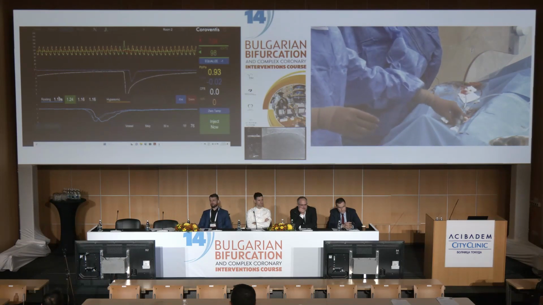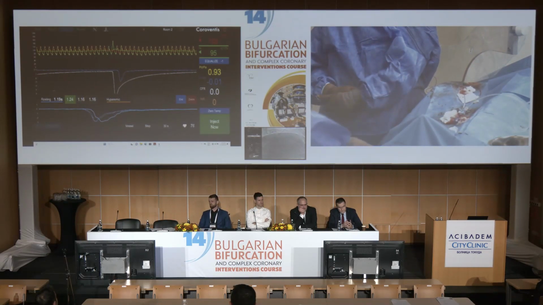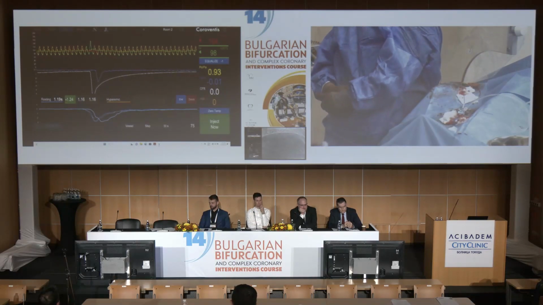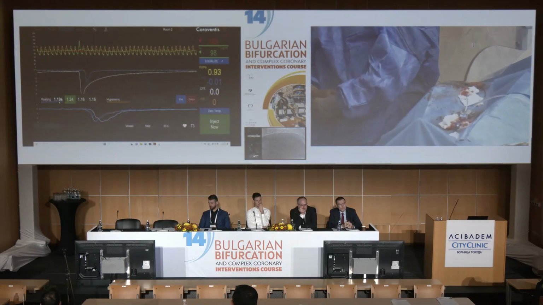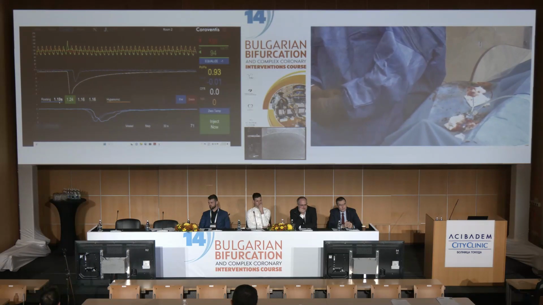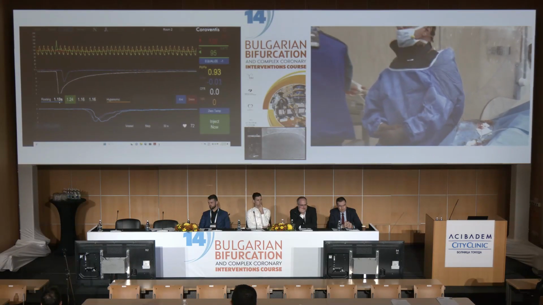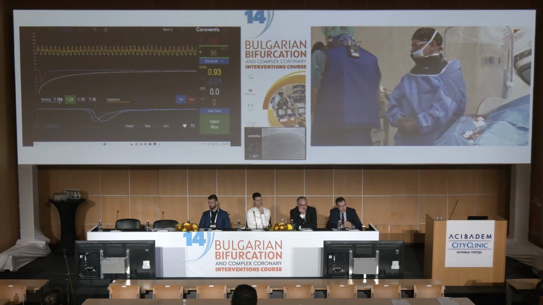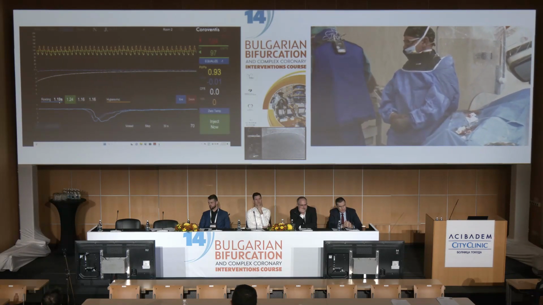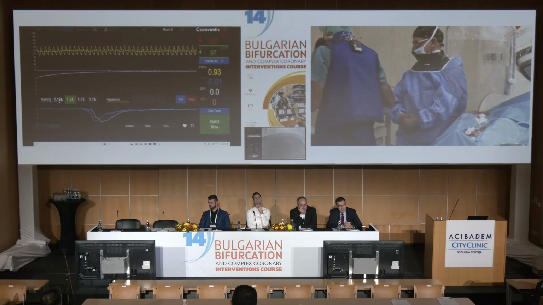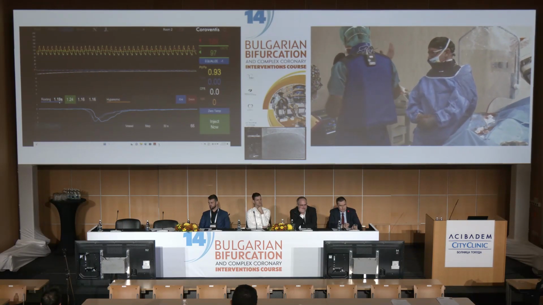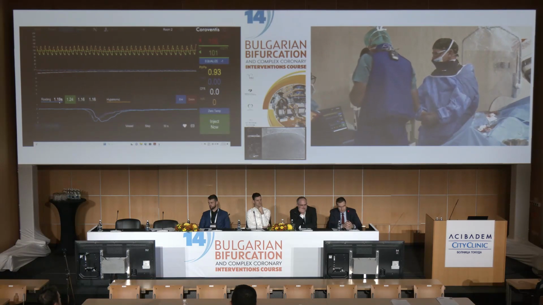And actually what we see here is the average mean transit time. And when I say mean transit time, it means the time which is needed for a red blood cell to go from the guiding to the distal part of the LAD. That is the mean transit time. So the longer the transit time, the lower the flow. The shorter the transit time, the higher the flow. It's very simple. It's not rocket science.